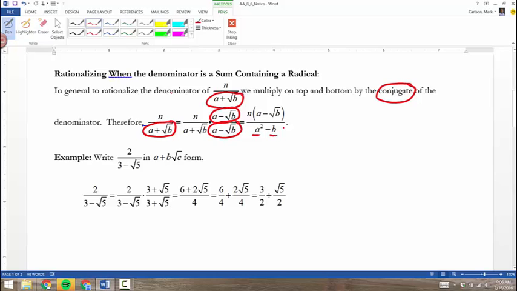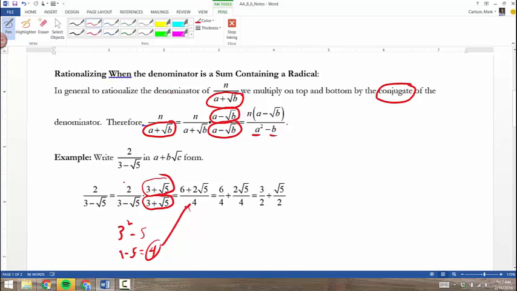So let's go through that process with this example right here. I have 2 over 3 minus the square root of 5, and we want to write that in a plus b times the square root of c form. Since I have 3 minus the square root of 5 on the bottom, I'm going to multiply by the conjugate of that, which is 3 plus the square root of 5. If I do that on bottom, I have to do it on top as well. On bottom, that leaves me with a squared, which is 3 squared, minus b. b would be 5. So that's 9 minus 5, which is equal to 4. That's where this 4 is coming from.